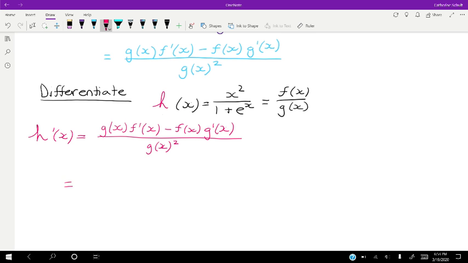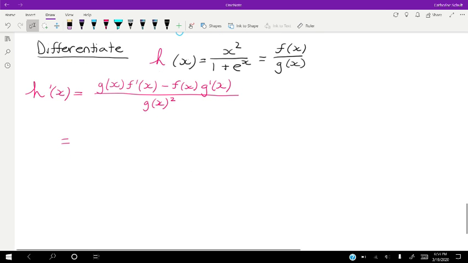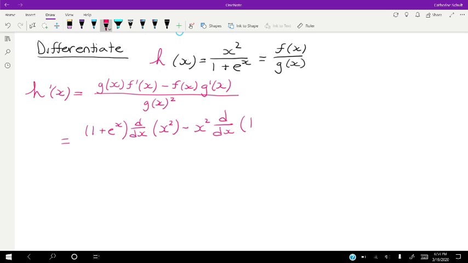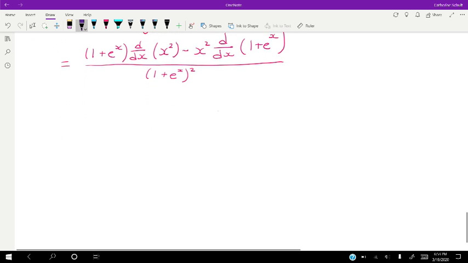Okay, so let's hop to it. So bottom function, 1 plus e to the x, times the derivative of the top, minus top function times the derivative of the bottom, all over the bottom squared. Oof, that looks kind of ugly, right? But we can do it. I'll switch colors to help us keep track of everything.